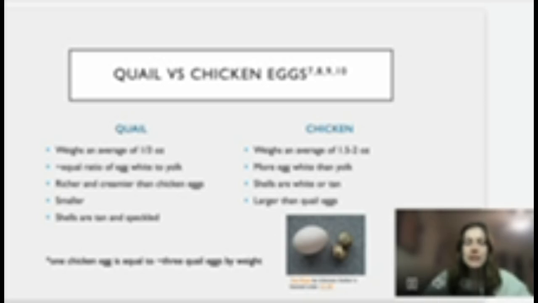Quail eggs have a different ratio of egg white to egg yolk, whereas in chicken eggs, there's more white than yolk. Quail eggs tend to be richer and creamier than chicken eggs. They're smaller and their shells are tan and speckled. Chicken egg shells are white or tan, or they can be different colors as well, but the majority of them are white and tan, and they are quite larger than quail eggs. One chicken egg is equal to about 3 quail eggs by weight.